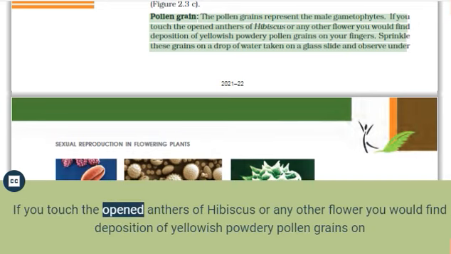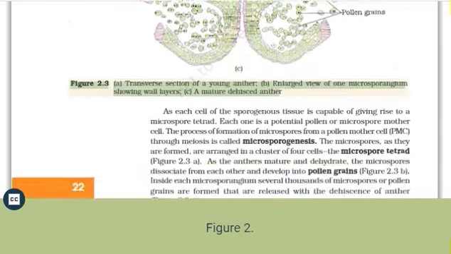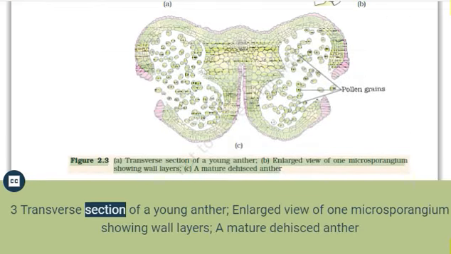If you touch the opened anthers of hibiscus or any other flower, you would find deposition of yellowish powdery pollen grains on your fingers. Sprinkle these grains on a drop of water taken on a glass slide and observe under a microscope. Figure 2.3 Transverse section of a young anther, enlarged view of one microsporangium showing wall layers, a mature dehisced anther.